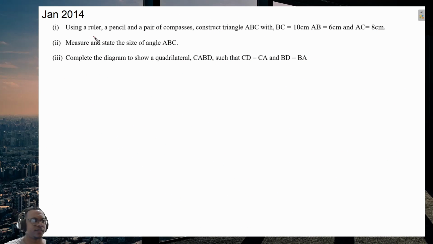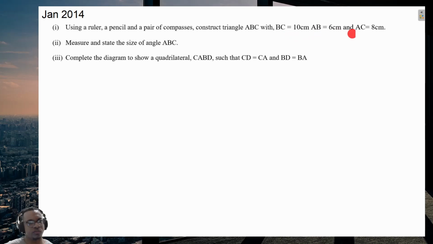So in this question, we're going to use our ruler, pencil, and pair of compasses to construct the triangle ABC, where the line segment BC is 10 centimeters, line segment AB is 6 centimeters, and the line segment AC is 8 centimeters. Then we're going to measure and state the size of the angle ABC, and then we're going to form a quadrilateral CABD such that CD is equal to CA and BD is equal to BA.